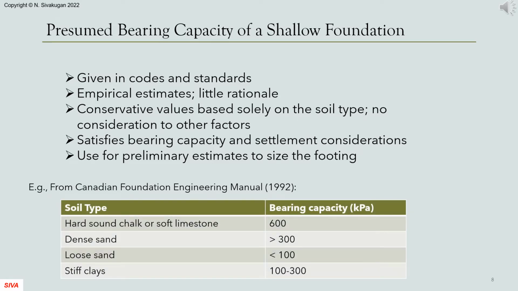Presumed bearing capacity values are crude and conservative estimates suggested in codes, standards, and handbooks that would satisfy bearing capacity and settlement. They are useful in sizing the footing for preliminary estimates without any calculations or soil data. More rigorous computations are later required to determine the bearing capacity precisely.